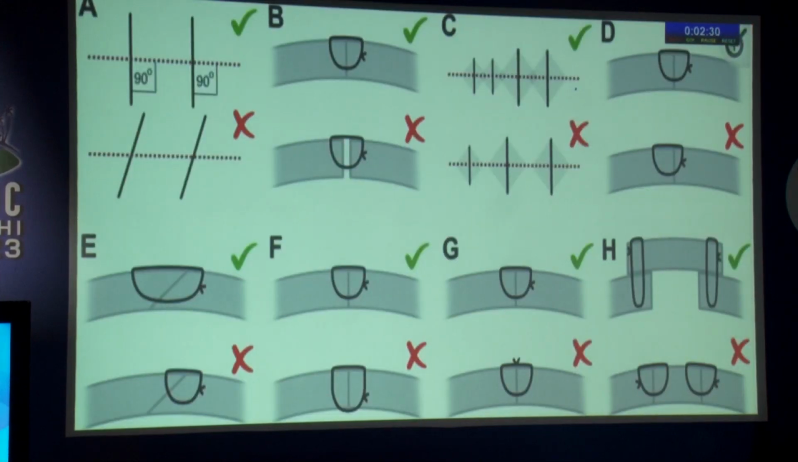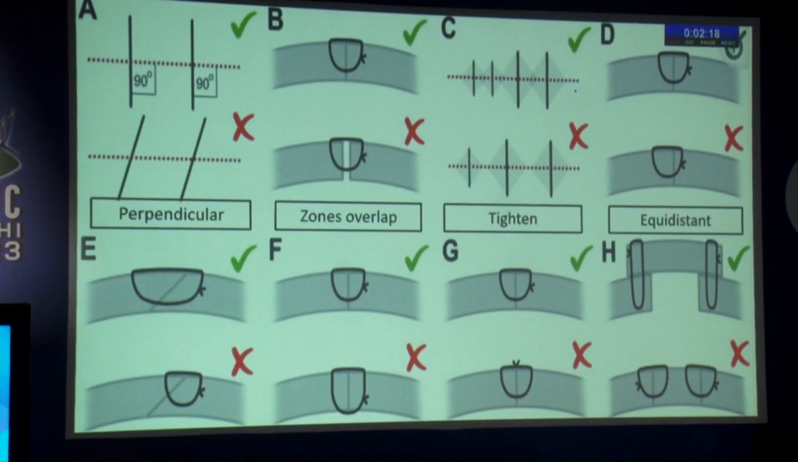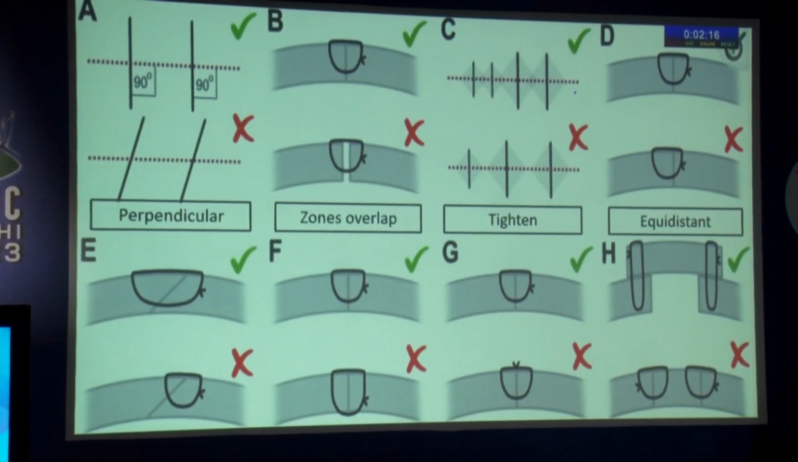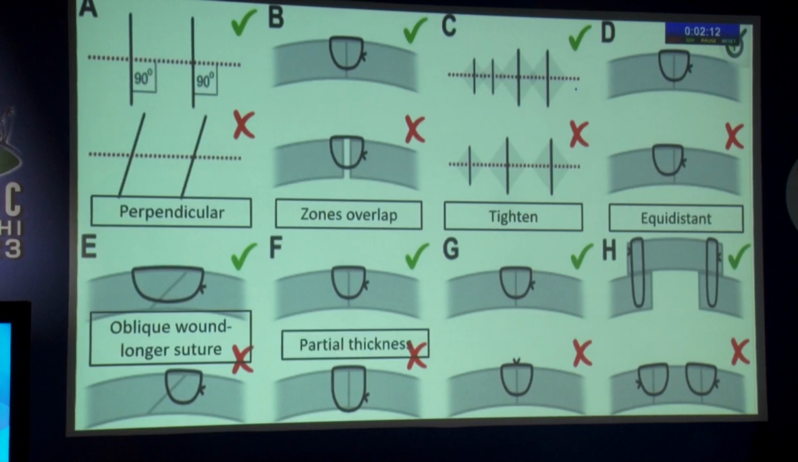And these are the pictures which show how to suture. Like the sutures have to be perpendicular, and we should make sure that the zones overlap. There should not be any gap between the sutures, and we should tighten to oppose the wound properly, and it should be equidistant on either side of the wound. In case of oblique wound, always place a longer suture, and it should be partial thickness. 90 to 95% depth should only be placed. It should not be full thickness. And bury the knot always away from the visual axis.